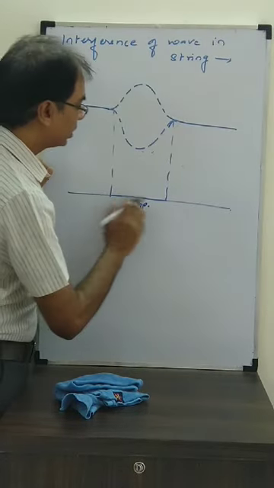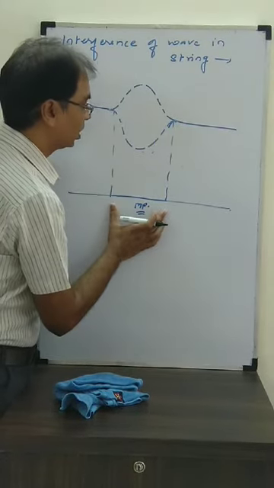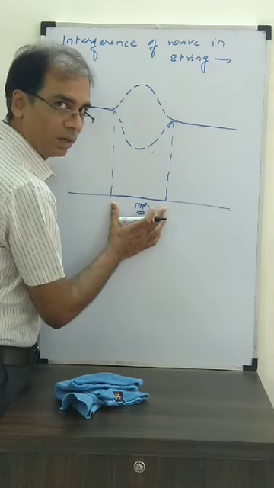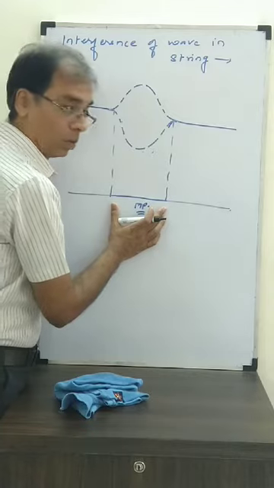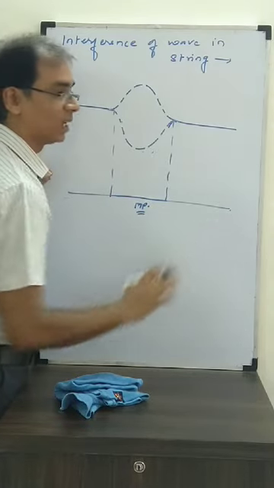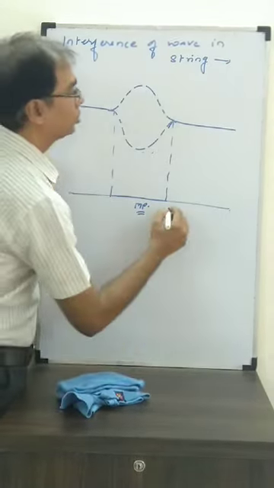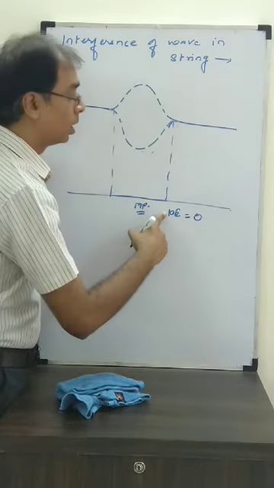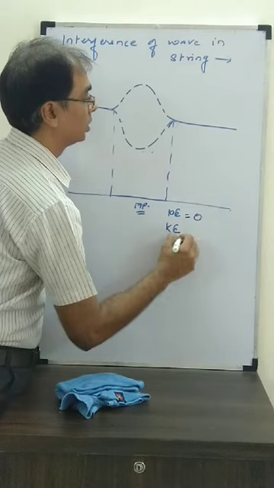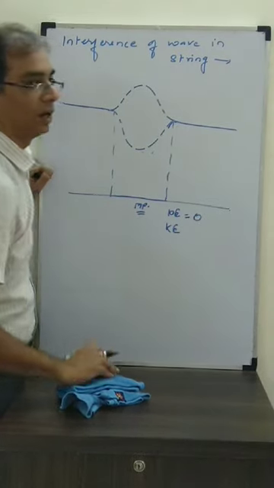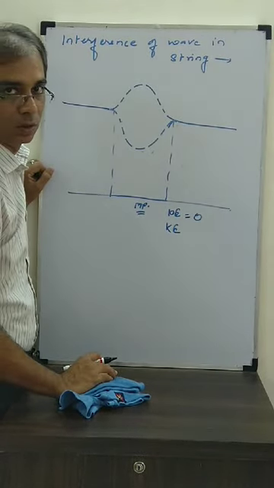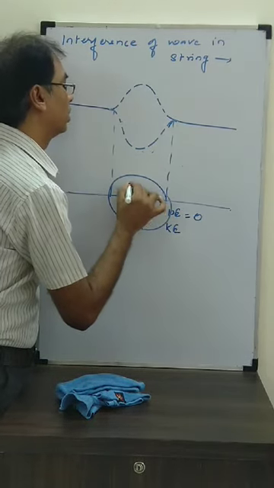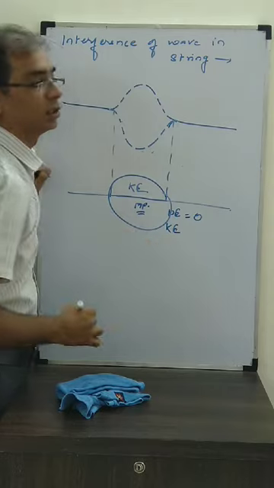Okay, and in this position, check it over here. Is there any change in length of the string? Has the string increased its length or decreased its length? Answer is no. It's as if nothing has happened in the string. So potential energy in this position is 0 because there is no stretch in the string. But there is kinetic energy. Here all the particles have kinetic energy. So the energy in this particular region is having only one form, that is kinetic energy.